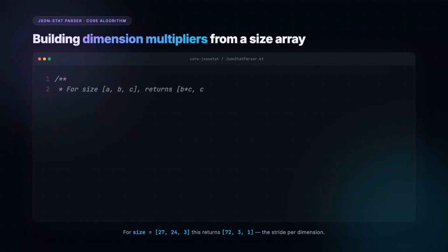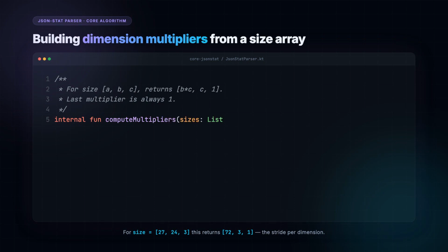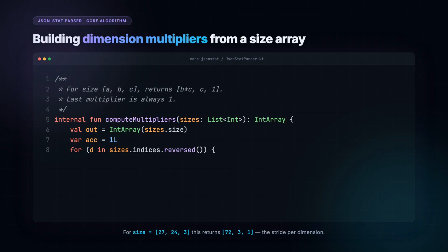The computeMultipliers function walks the size array right to left, accumulating a running product. The loop starts at the last dimension and works backwards. At each step, the current accumulated product becomes the multiplier for that dimension, then the product is multiplied by the size at that position. The result is an int array where entry 0 holds the stride for the outermost dimension and the last entry is always 1.